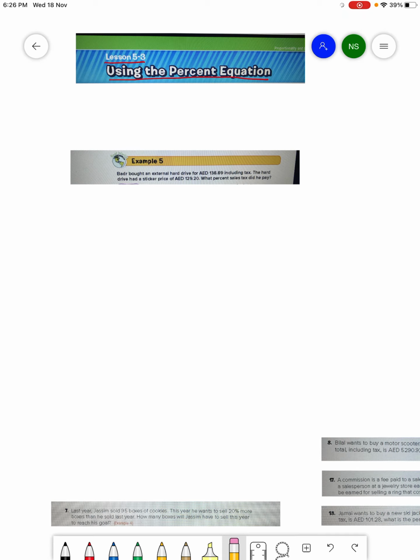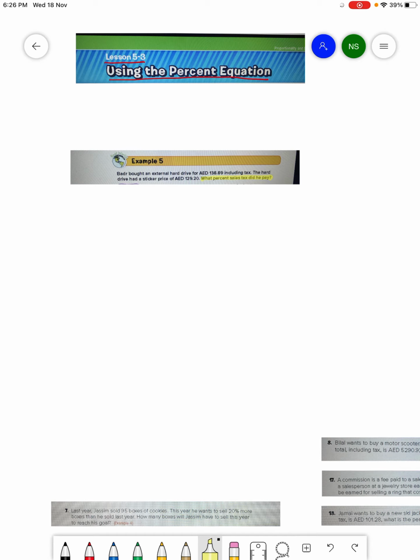I'll go over example 5 again. There are 2 steps to solving this problem, and this problem is in a few of the other questions, so please pay attention. You just need 2 steps to solve this problem. We're going to find the percentage sales tax that Badr paid.